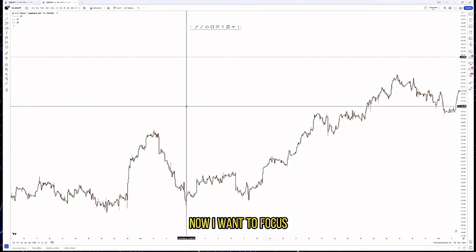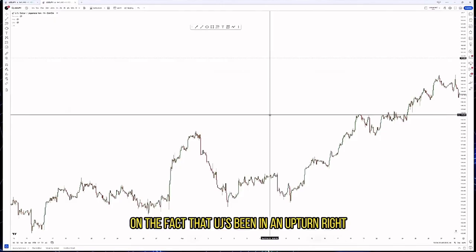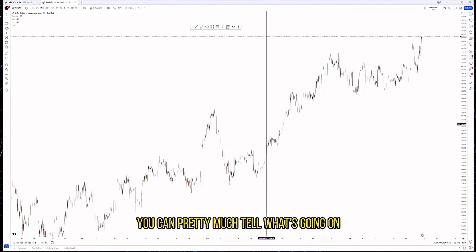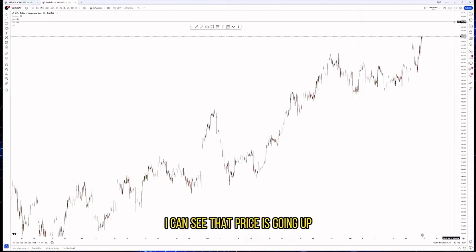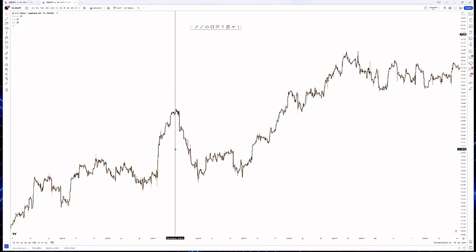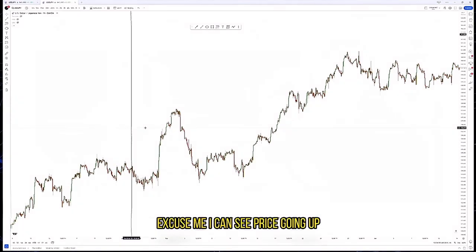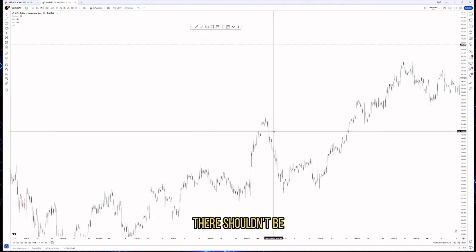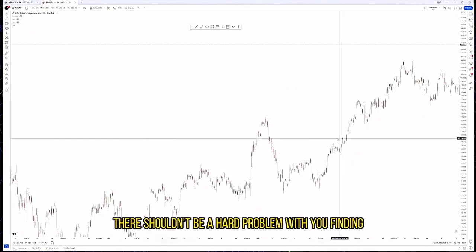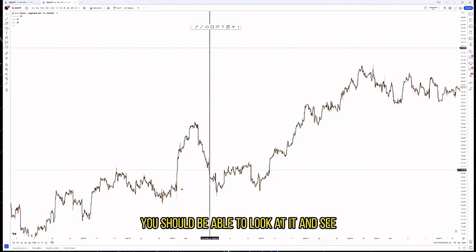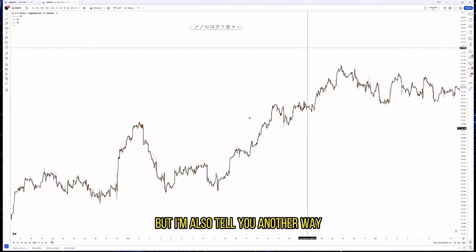Now, I want to focus on the fact that UJ's been in an uptrend, right? Whenever you get an overall view of anything, you can pretty much tell what's going on. I can see that price is going up. I can physically see price going up. There shouldn't be a hard problem with you finding what trend price is on. You should be able to look at it and see what is going on. But I'm gonna also tell you another way.